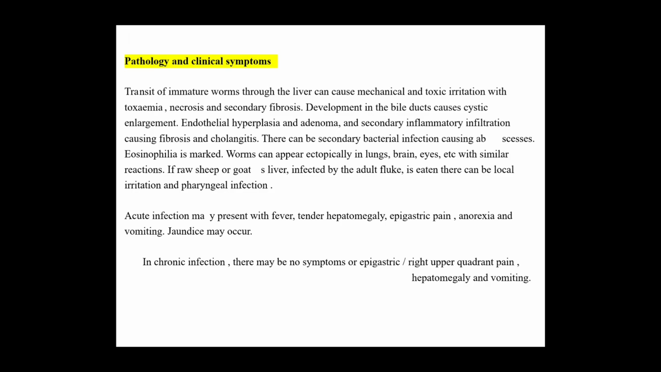Worms can appear ectopically in the lung, brain, eyes, and other sites with similar reaction. If raw sheep or goat liver infected by the adult fluke is eaten, there can be local irritation and pharyngeal infection. So this adult worm can be present not in human beings only, but in other herbivorous animals, and if their infected liver is eaten by a human being, it can cause local irritation and pharyngeal infection.